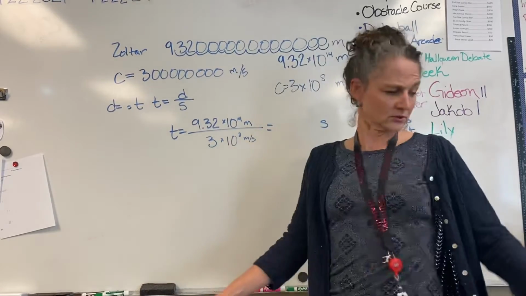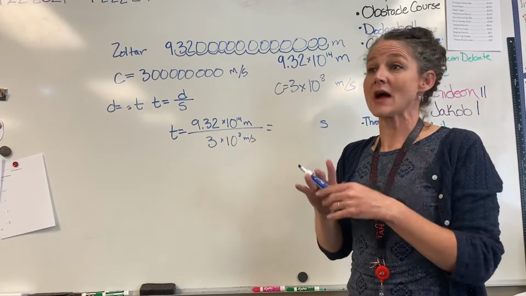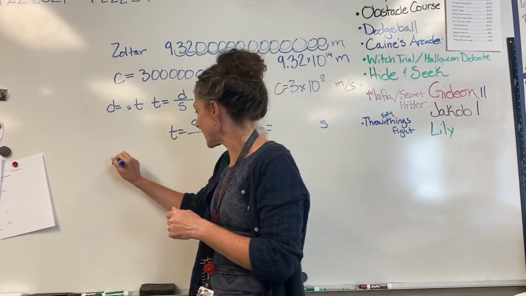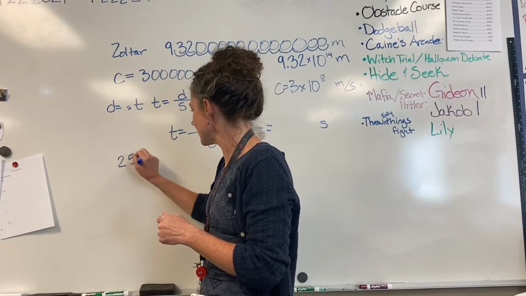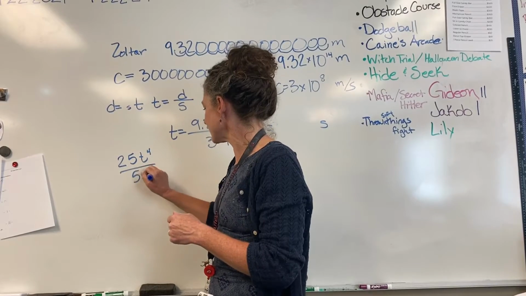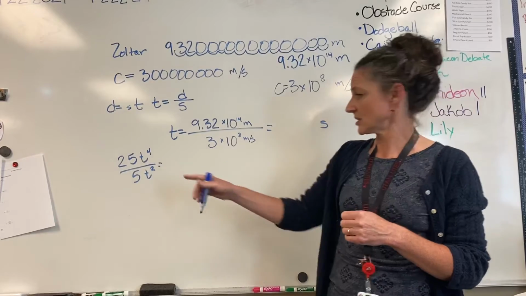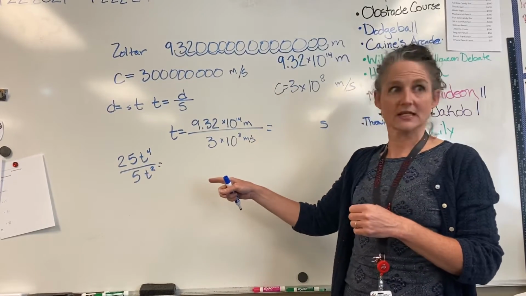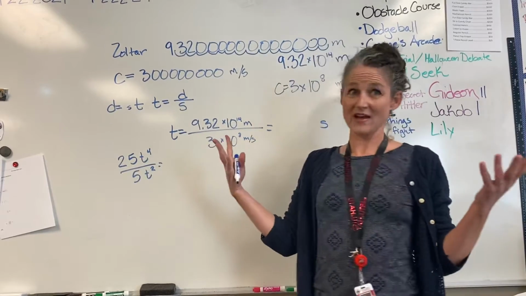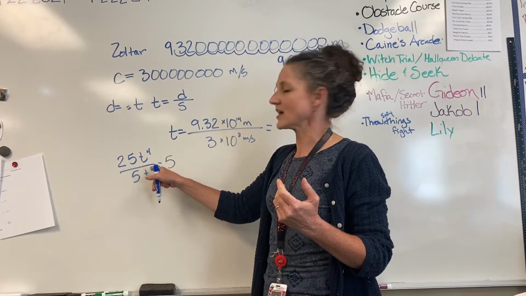So, can I do this? Yes. Now remember back in the olden days when life was easy and short, and we would have like 25 t to the 4th divided by 5t squared. What would I do first? Divide. 25 by 5. What's 25 divided by 5? 5. And then we divide t to the 4th by t squared.